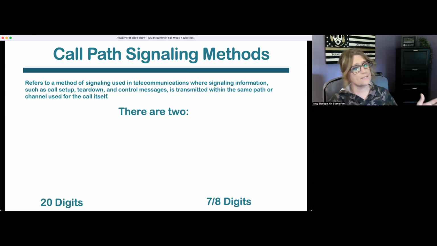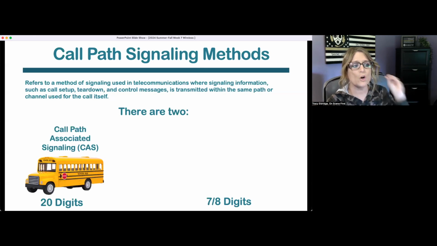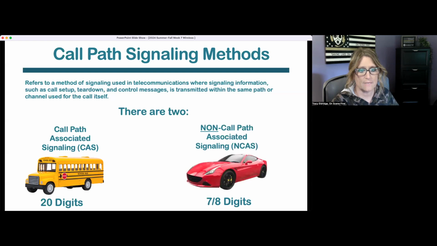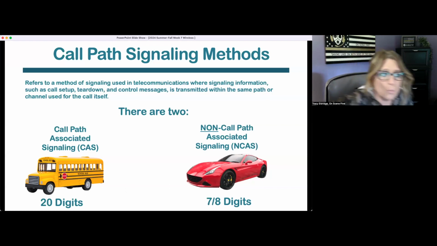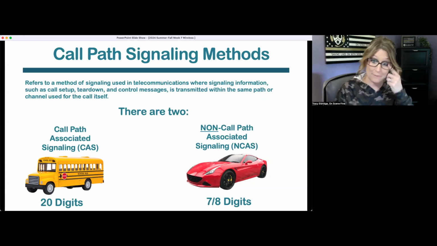And we're going to go into some Tracyisms. There are 2 that we are specifically going to focus on: call path associated signaling and non-call path associated signaling. These 2 modes of transportation are going to be very relevant as you move through understanding what each one of them is. Again, we are still on wireless phase 1. So remember when I told you about the 7-8 digits versus the 20 digits? The 20 digits. I'm going to try to break it down out of my brain as simple as I possibly can.